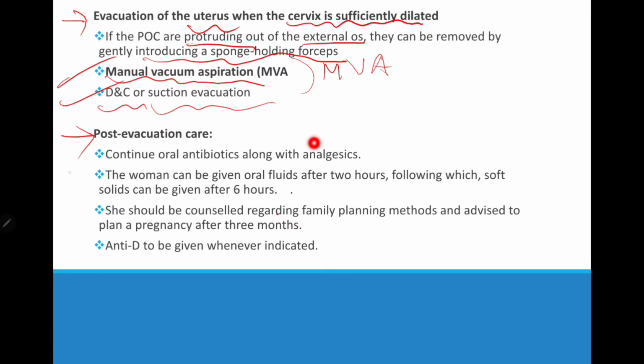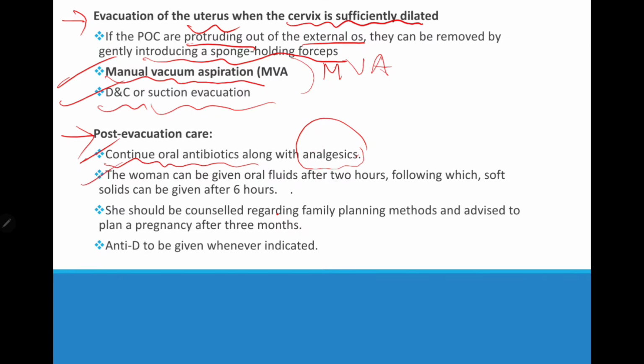Next is post-evacuation care. Under post-evacuation care, after doing evacuation, you need to continue the oral antibiotics along with analgesics.